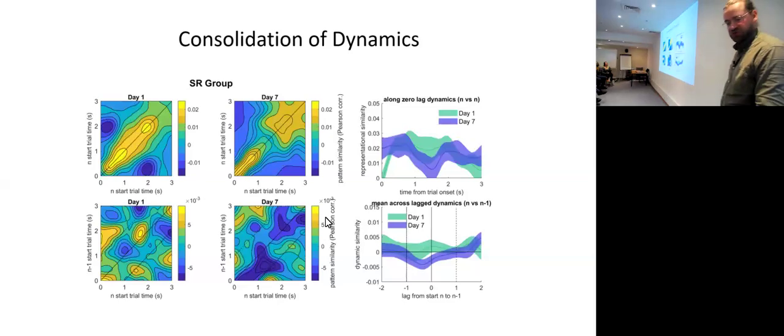And this is not at all true for the SR group. If anything, they get worse and more disordered in their neural dynamics.